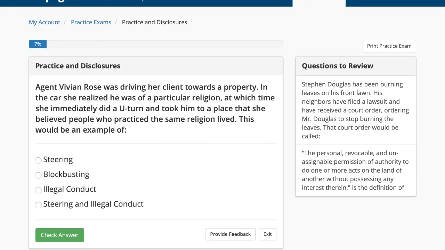Agent Vivian Rose was driving her client towards a property. In the car, she realized he was of a particular religion. At which time, she immediately did a U-turn and took him to the place that she believed people who practiced the same religion lived. This would be an example of A, steering, B, blockbusting, C, illegal conduct, or D, steering and illegal conduct.